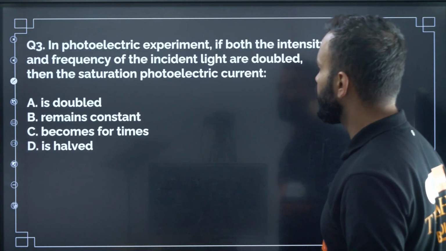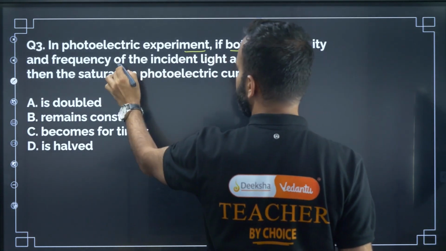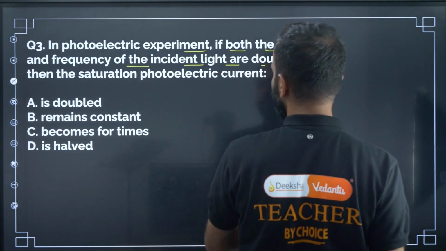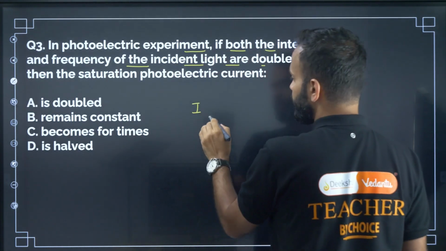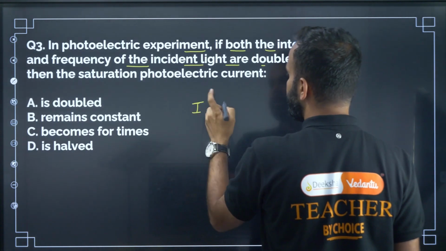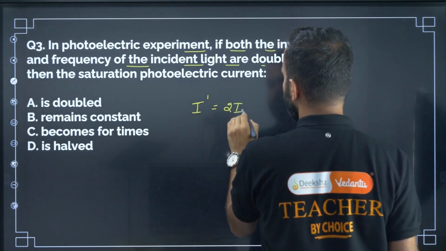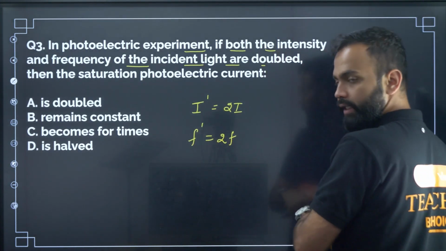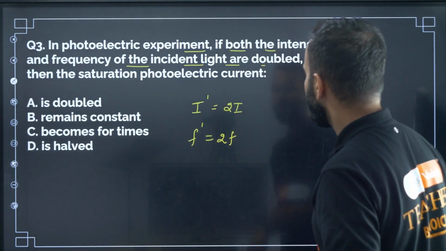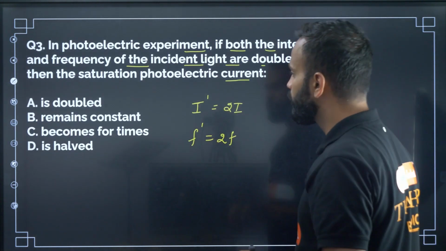Next question, question number 3. In a photoelectric experiment, if both the intensity and frequency of the incident light are doubled, the initial intensity of the incident light is I, the new intensity is I dash equal to 2I, and the new frequency is 2F, where F is the initial frequency of the incident light. Then the saturation photoelectric current, option A, is doubled.